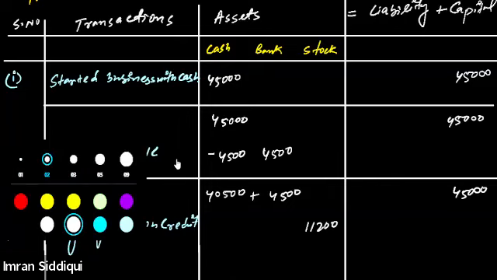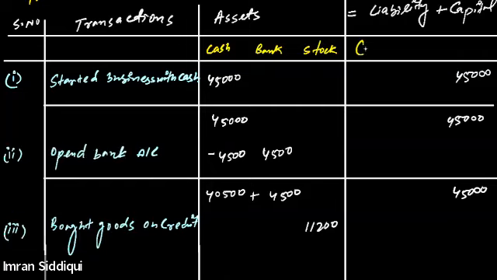But at the same time, since we are buying the goods from Messrs. Son and Company, the name of the seller is mentioned in the question. So we will simply presume that the goods must have been bought on credit. So one of the liabilities will increase by the name of creditor. Under the liability, we will have to mention the name of the liability, that is creditor. So creditor will increase by 11,200.